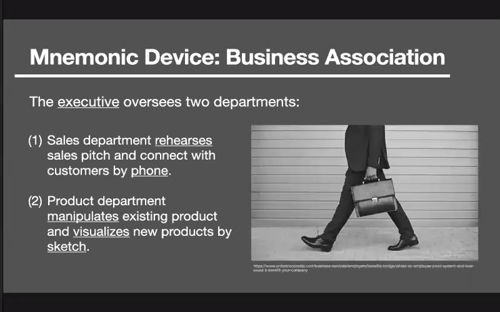For the mnemonic device, we'll explore an association between Baddeley's model and a business. In a successful business, the executive oversees two departments. The sales department is responsible for rehearsing a sales pitch and calling potential customers by phone, and the product department is responsible for manipulating existing products and visualizing new products by creating sketches.